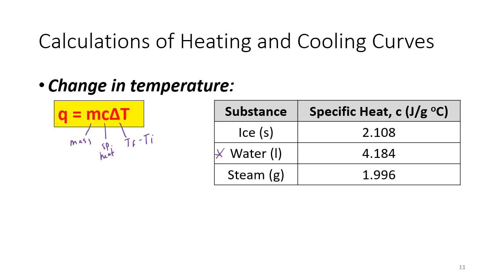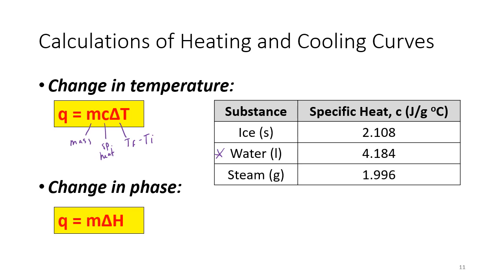When we use Q equals mc delta T, we'd be calculating a change in temperature along any of those diagonal lines on our heating curve. To calculate the energy associated with a state change or a change in phase, we'll use Q equals m times delta H, where m is the same mass as in the previous equation, and delta H is either the enthalpy of fusion, enthalpy of vaporization, enthalpy of condensation, etc., whatever phase change we're undergoing. Those values were given to us on a previous slide.